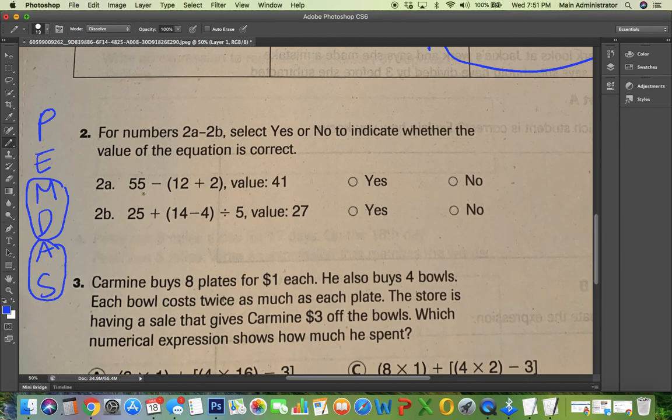Okay, so let's take a look here. I'm going to start with P, parentheses, 12 plus 2, that is 14. So I have 55 minus 14, and 55 minus 14 does equal 41. So that's a yes. Let's take a look at this.